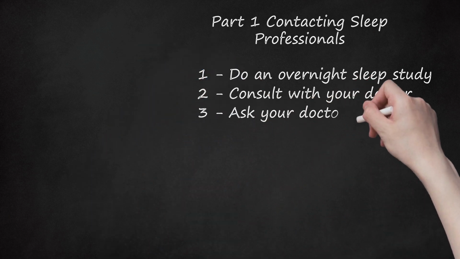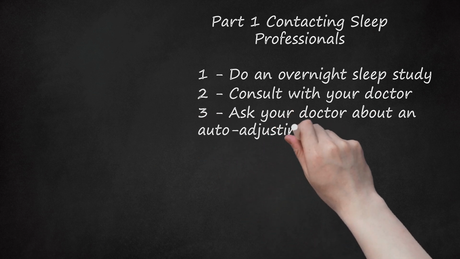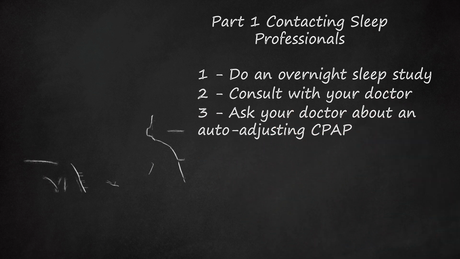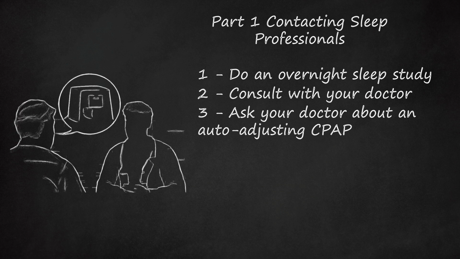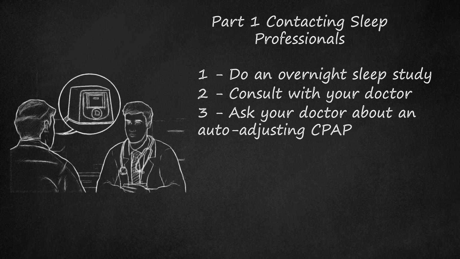3. Ask your doctor about an auto-adjusting CPAP. If you're considering changing your CPAP air pressure settings, the safer method is to upgrade from a constant pressure machine to an auto-CPAP machine. These fully automated machines continually measure the air pressure needed to keep your airways open and then self-adjust on a regular basis according to your ongoing needs.